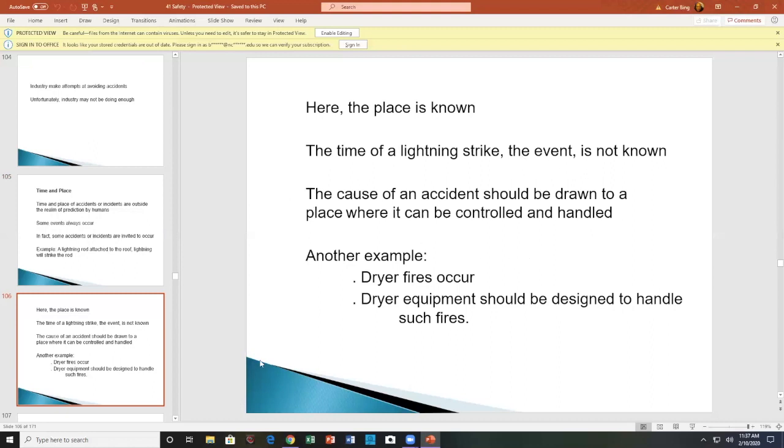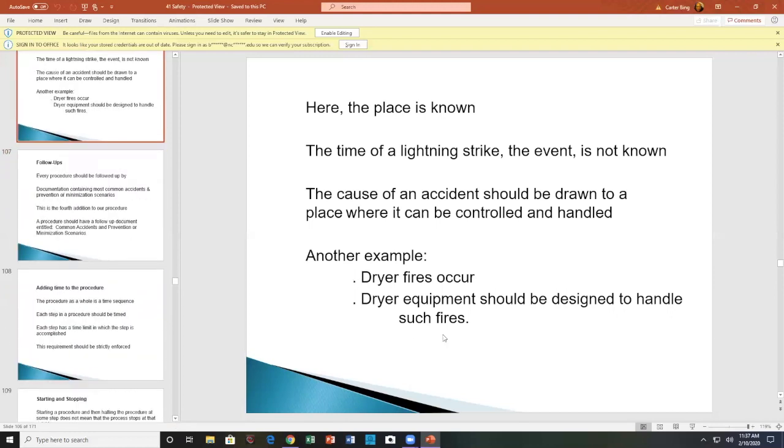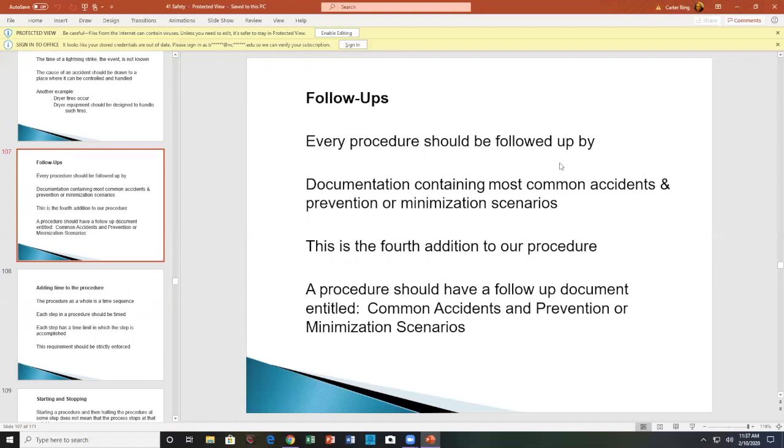The cause of the accident should be drawn to a place where it can be controlled and handled. Another example, again, dryer fires. Dryer equipment should be designed to handle such fires. Follow-ups. Every procedure should have a follow-up by documentation of common accidents, prevention and minimization of scenarios. This is the fourth addition to our procedure. The procedure should follow up with a document entitled Common Accidents Prevention.